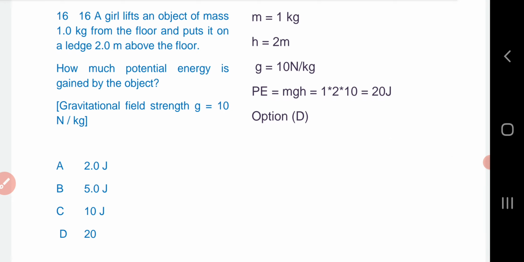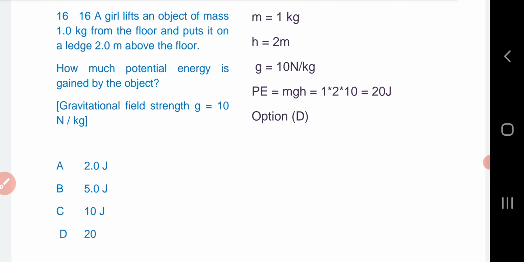Question number 16. A girl lifts an object of mass 1 kg from the floor and puts it on a ledge 2 meters above the floor. How much potential energy is gained by the object? The gravitational field strength g is 10 Newton per kg.